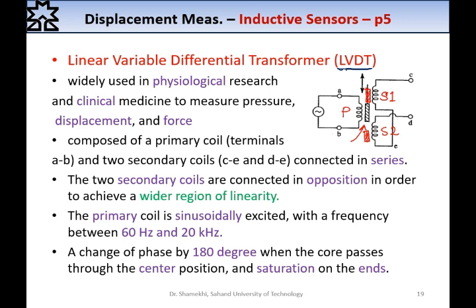We will talk more in the next slide. The primary coil is excited with a frequency between 60 Hertz and 220 kilohertz, and there is a change of phase by 180 degrees when the core passes through the center position, and saturation at the ends. These are two important features of the output of this LVDT inductive sensor.